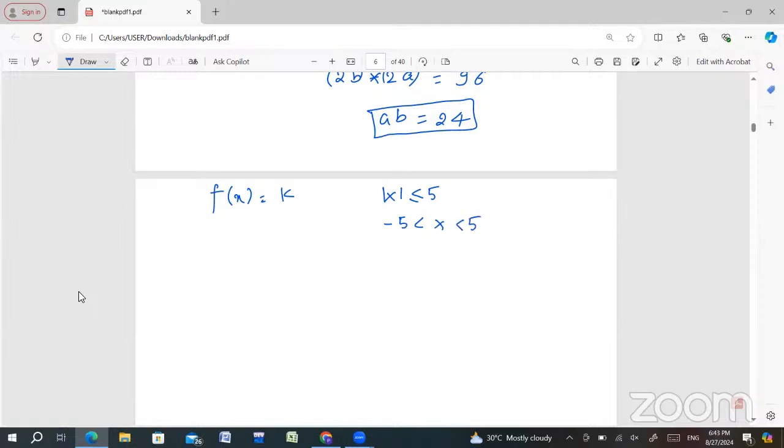Fine. And you know what will be the PDF in uniform distribution if you are given the ranges? It is 1 upon b minus a. So here b is 5 and a is minus 5. So fx will be 1 upon 5 plus 5, which is 1 upon 10. And from here you can compare k to 1 by 10. So the value of k will be 1 by 10, which is 0.1. Right?